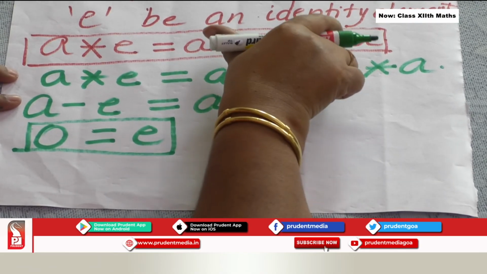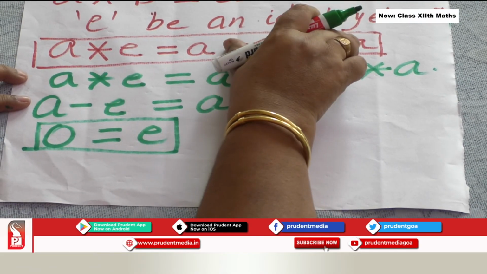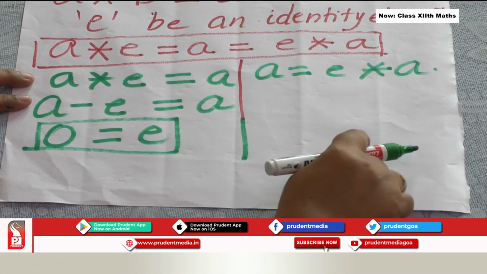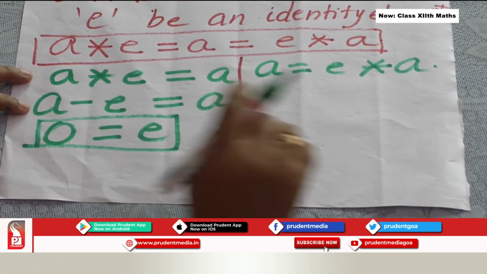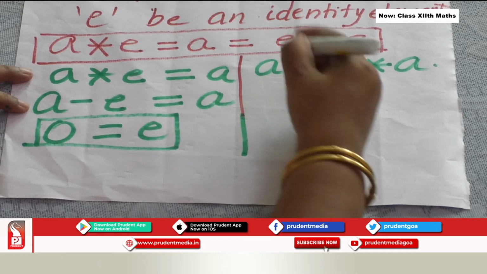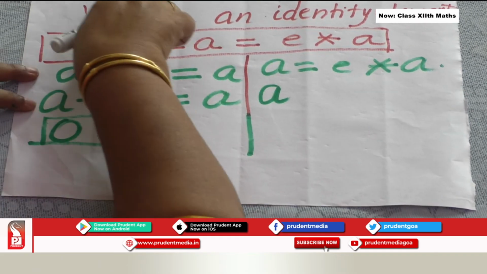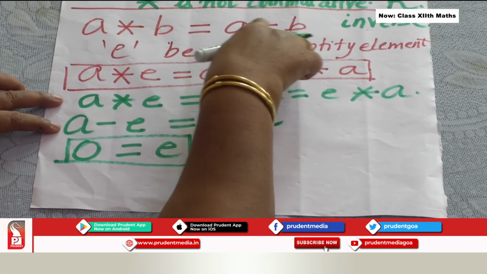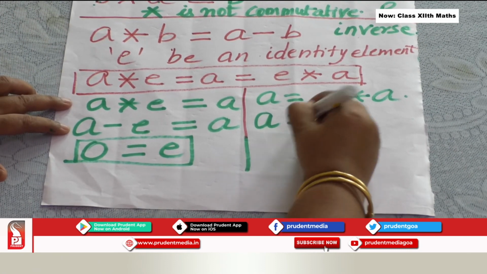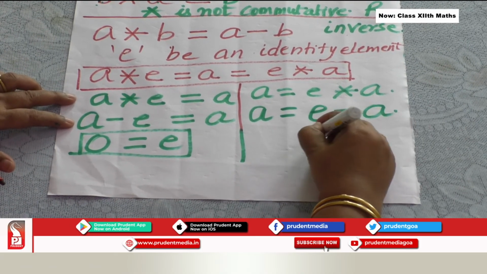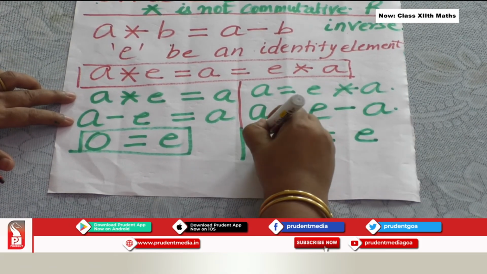But the second part is also very important. Some students are making a mistake here: they are not writing the second part. In the second part also the answer should come the same, then only the identity element exists. Now see here, what is E star A? E star A will be E minus A. So what will you get here? The value of E is 2A.